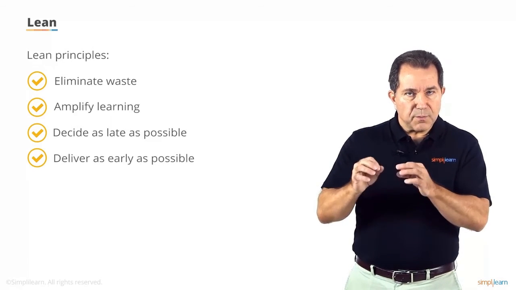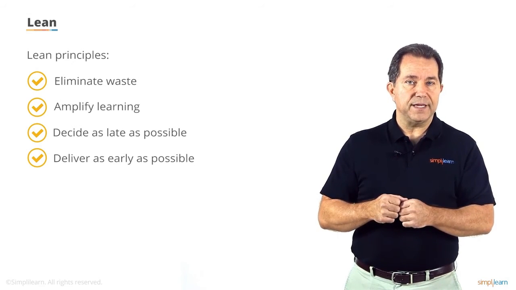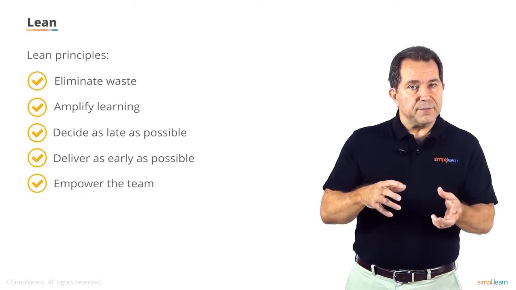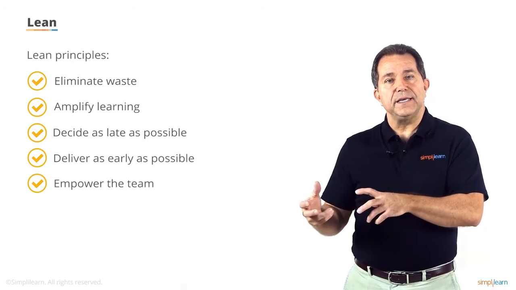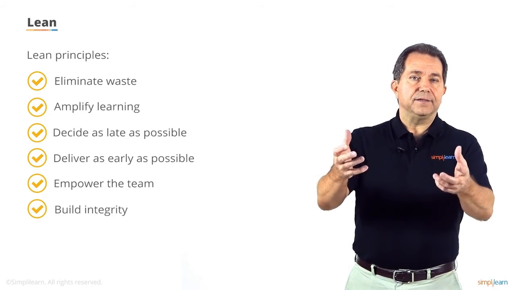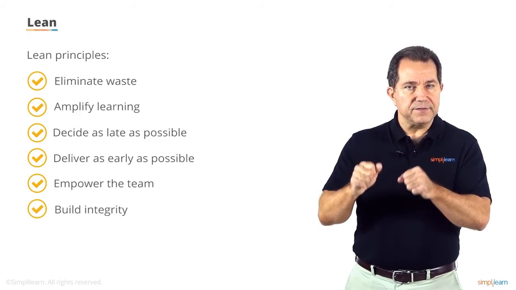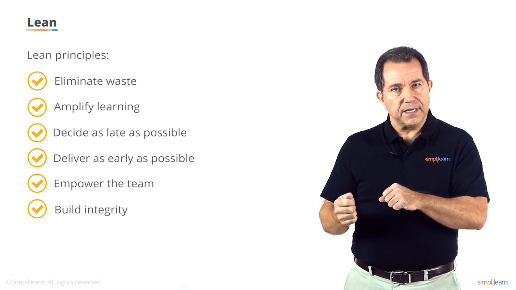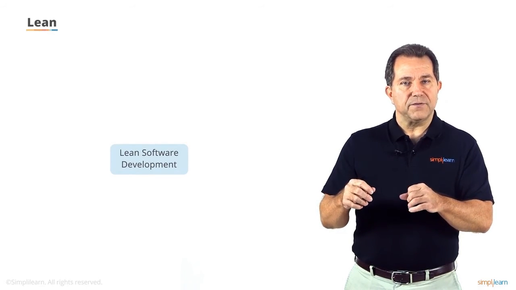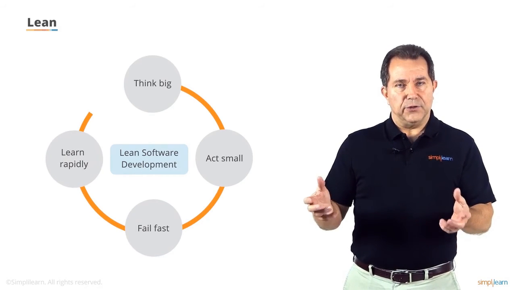Short iterations or small batches provide valuable feedback opportunities and allow for effective decision making. Empower the team. The team is the source of decision making, and management turns to the team to understand the best options and their costs. Build integrity in. Ensure that quality is embedded throughout the system by requiring automation of testing through builds, installs, and continuous integration. Lean software development can be summarized as follows. Think big, act small, fail fast, learn rapidly.